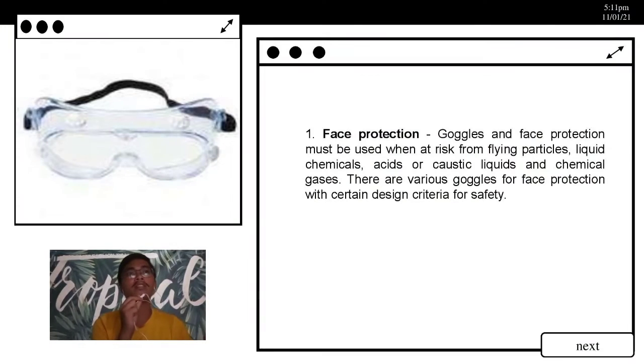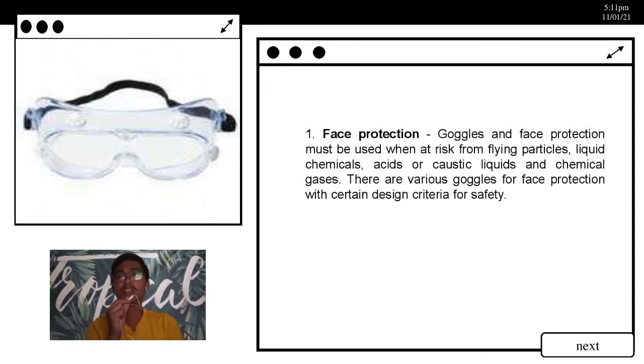The first one is the face protection. So, these face protections are goggles and face protections that must be used when at risk from flying particles, liquid chemicals, acids, or caustic liquids, and chemical gases. There are various goggles for face protection with certain design criteria for safety. But before we proceed to the classification of the face protection, let us discuss first what is face protection.